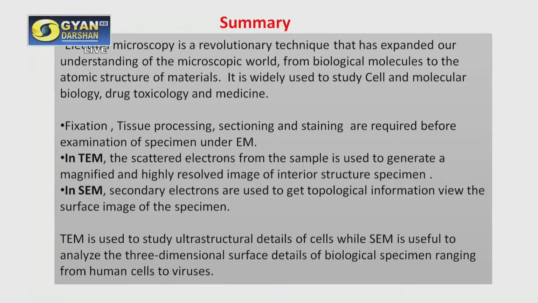So we know that the electron microscope is a very crucial piece of equipment in microbiology, medicine and clinical biochemistry, and fixation, tissue processing, sectioning and staining are required for electron microscopy observation. TEM is used for the study of internal structure, and SEM is used for the study of the surface of the biological specimen. So both TEM and SEM techniques are very important in biological science.